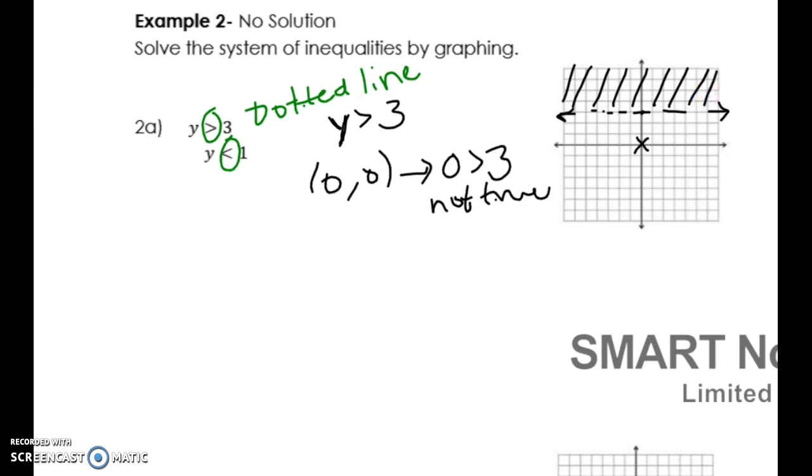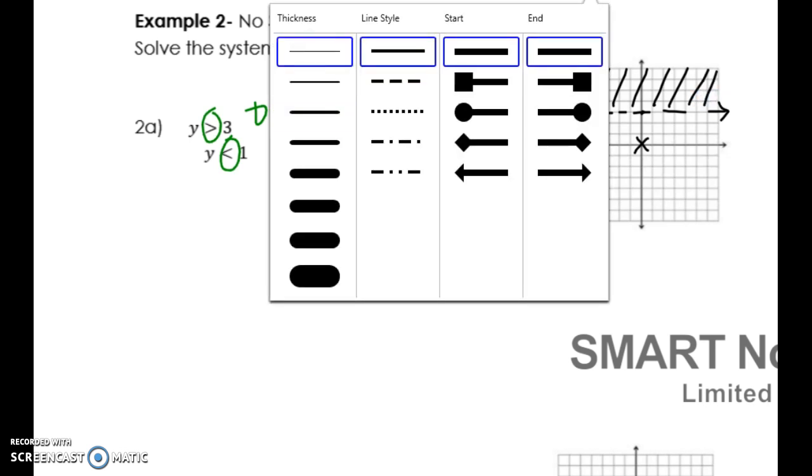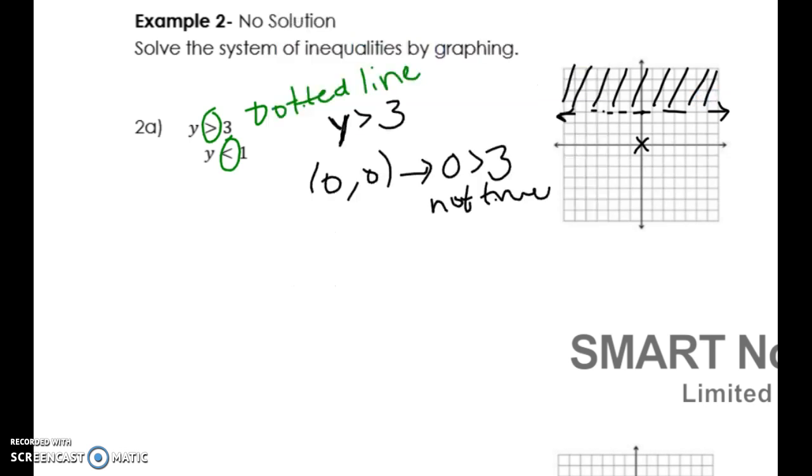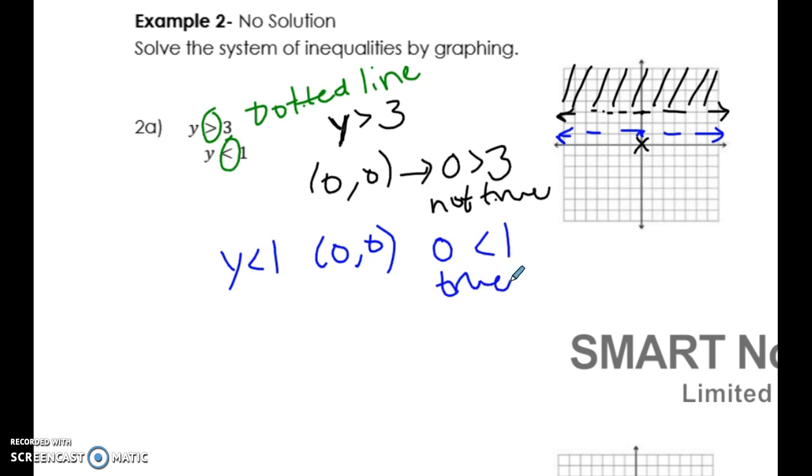Now for the other equation, I'm going to switch to blue. So the other equation is y is less than 1. So again, I start at 1 on the y-axis, so 1 up from the origin. I'm going to draw a horizontal line through that point. Now I plug in my test point, 0, 0, into y is less than 1. So I plug in 0 for y, 0 is less than 1. 0 is indeed less than 1, so this is true. So I'm going to shade the part that includes 0, 0. So that happens to be below the line.